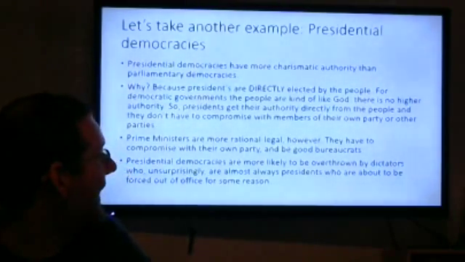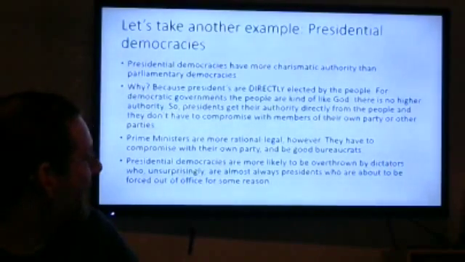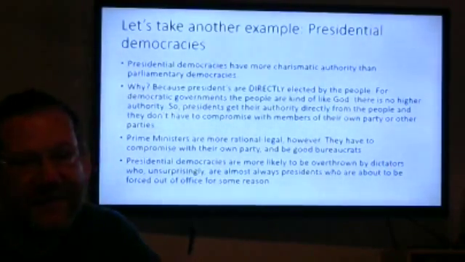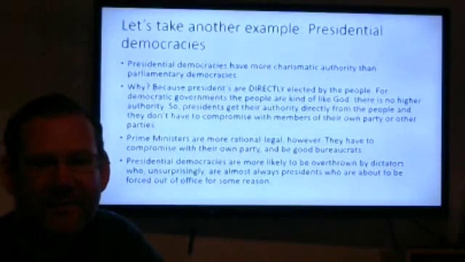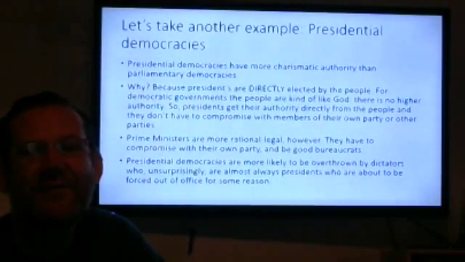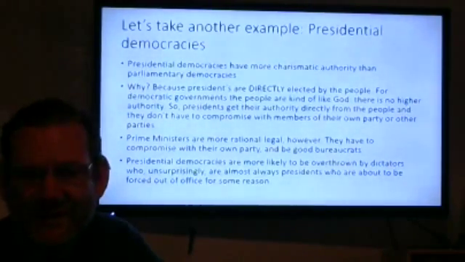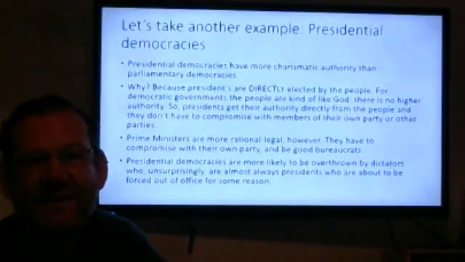The end of all things. So presidents get their legitimacy that way. Presidents don't have to compromise with members of their own party. They get to do things according to their own judgment, right? They can be very independent, mavericky, go their own way, and all of those things are charismatic qualities, right?